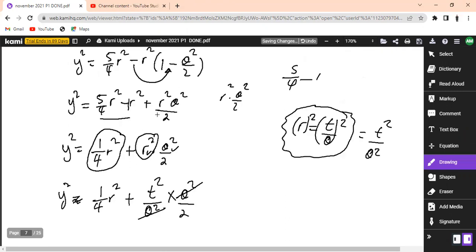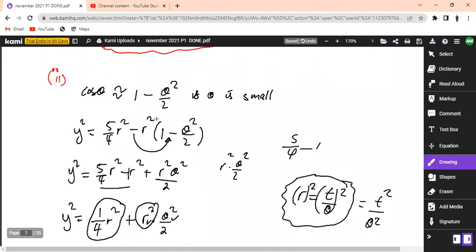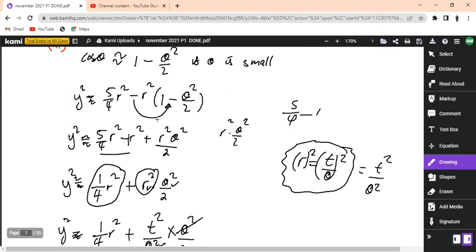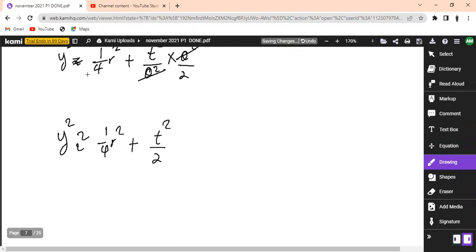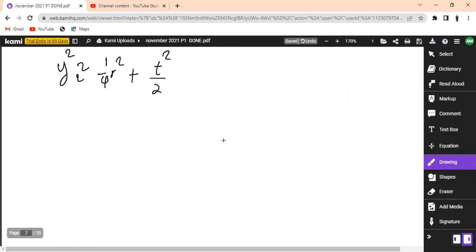So from this stage here, once we say our theta is small, we are supposed to use approximation here and there, approximates to, throughout the answer. So as you can see, that is what we are being given here, and that's what we got. So it means we are in the right direction.